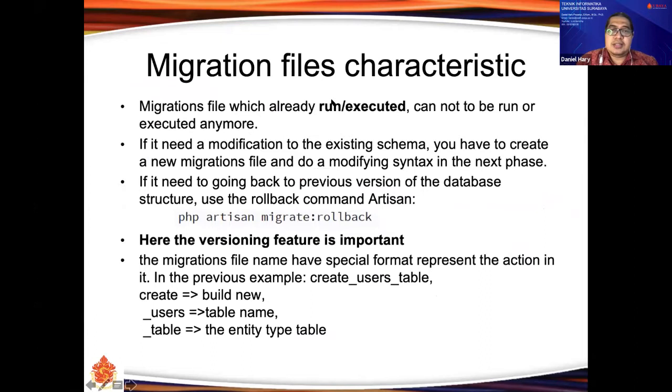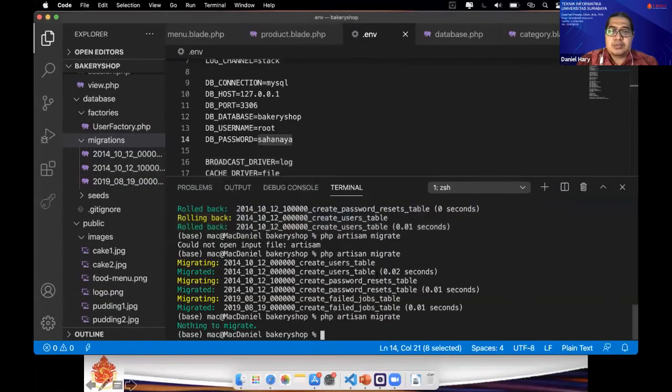This is the characteristic: a migration file which has already been run or executed cannot be run or executed again. If it needs a modification, you have to create a new migration file and write the modification syntax in it. For example, I need to put another field in the user table, so I create another migration file that adds a new field.